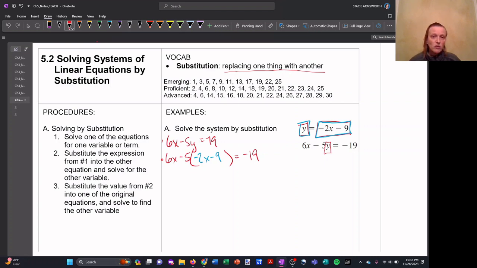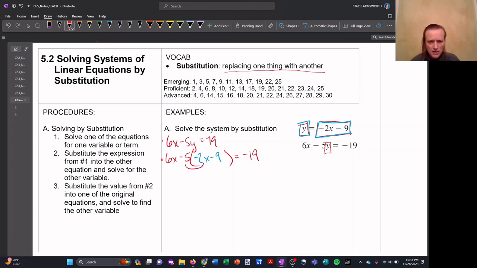We now solve for the remaining variable. y has now disappeared because we replaced it with an expression that contains x. And so now I only have x's in the equation and I can solve for x. How do I do that? First step is simplify, which includes getting rid of any parentheses and combining any like terms, and then I use reverse PEMDAS to solve for x.